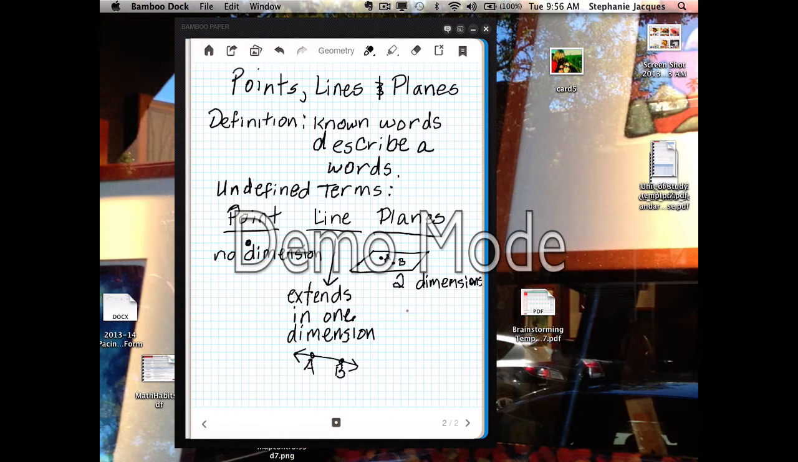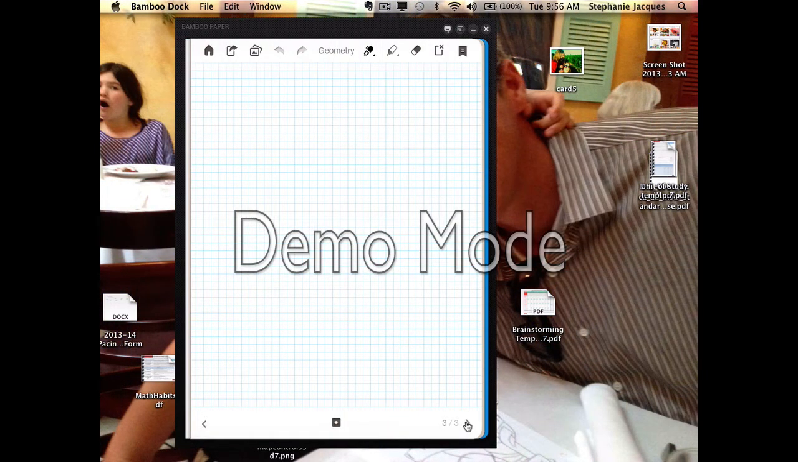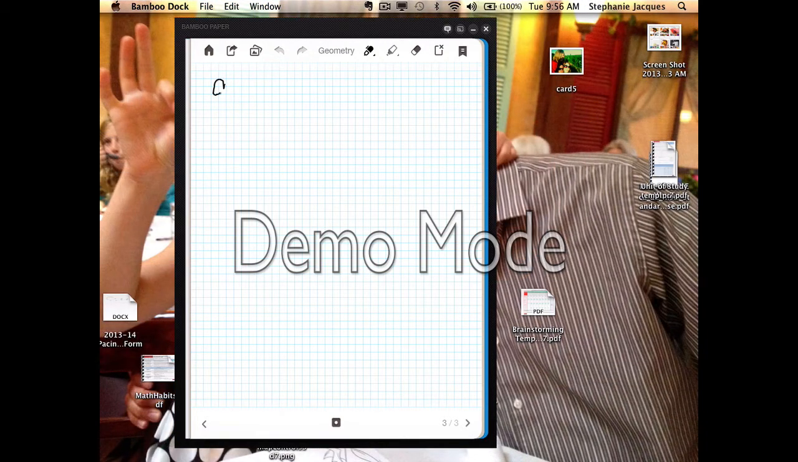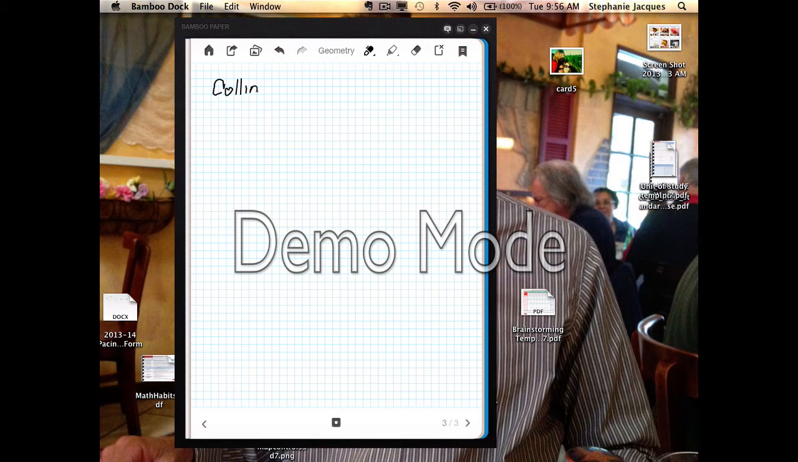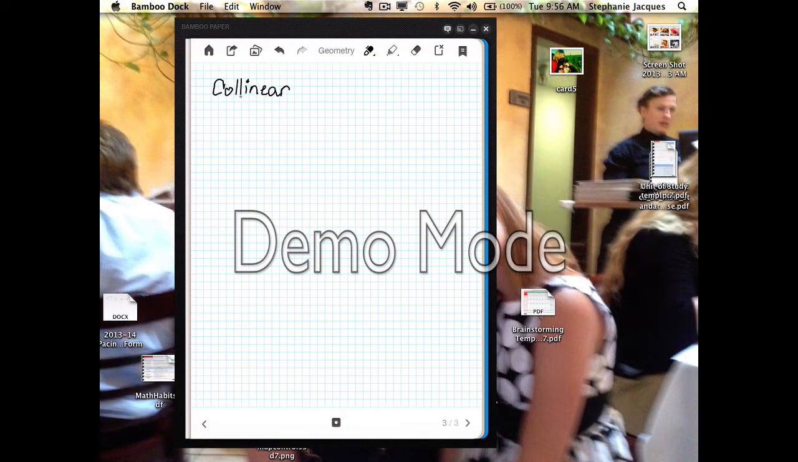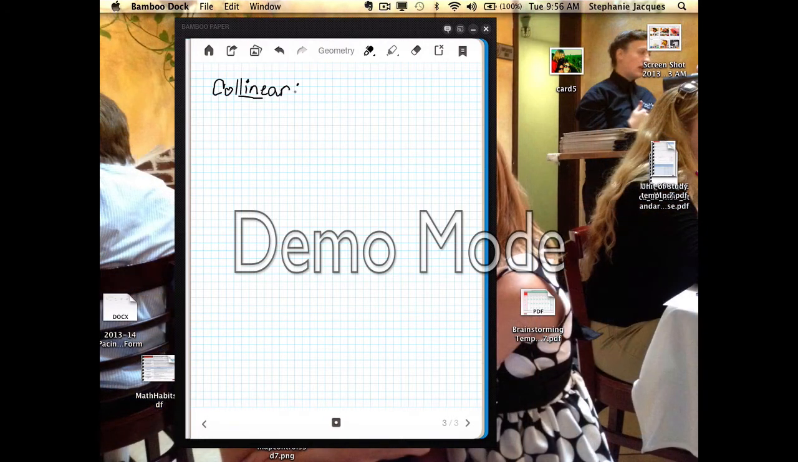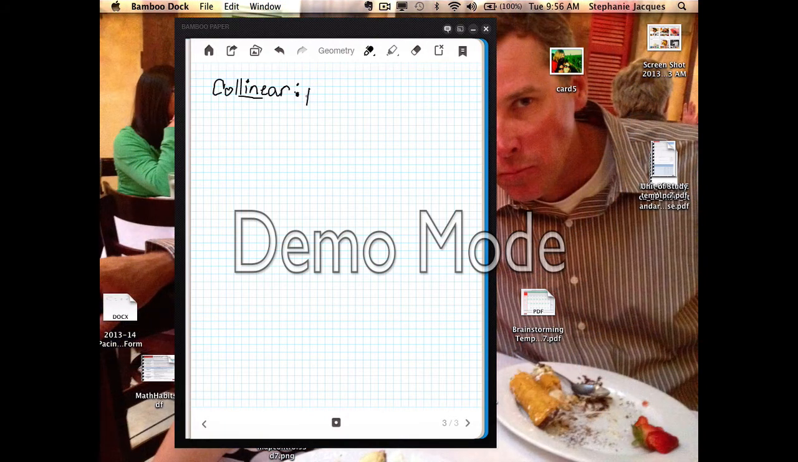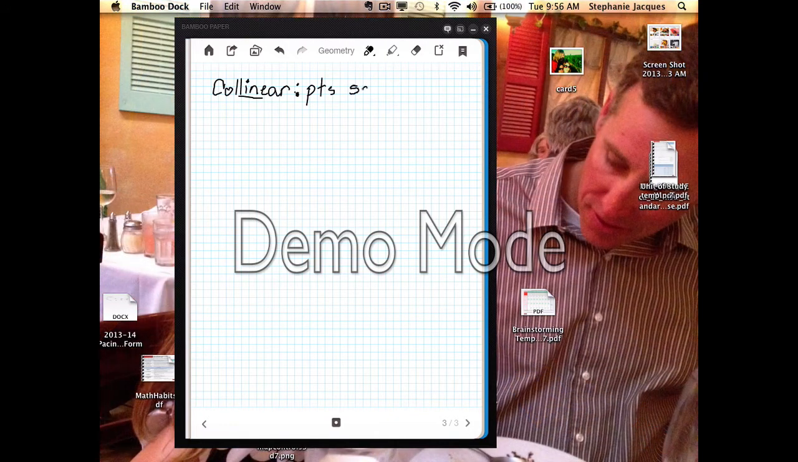But now let's look at what collinear points are and coplanar points are. So, collinear points, you see a word in there. And I immediately see it, and it is line. So these are points on the same line.